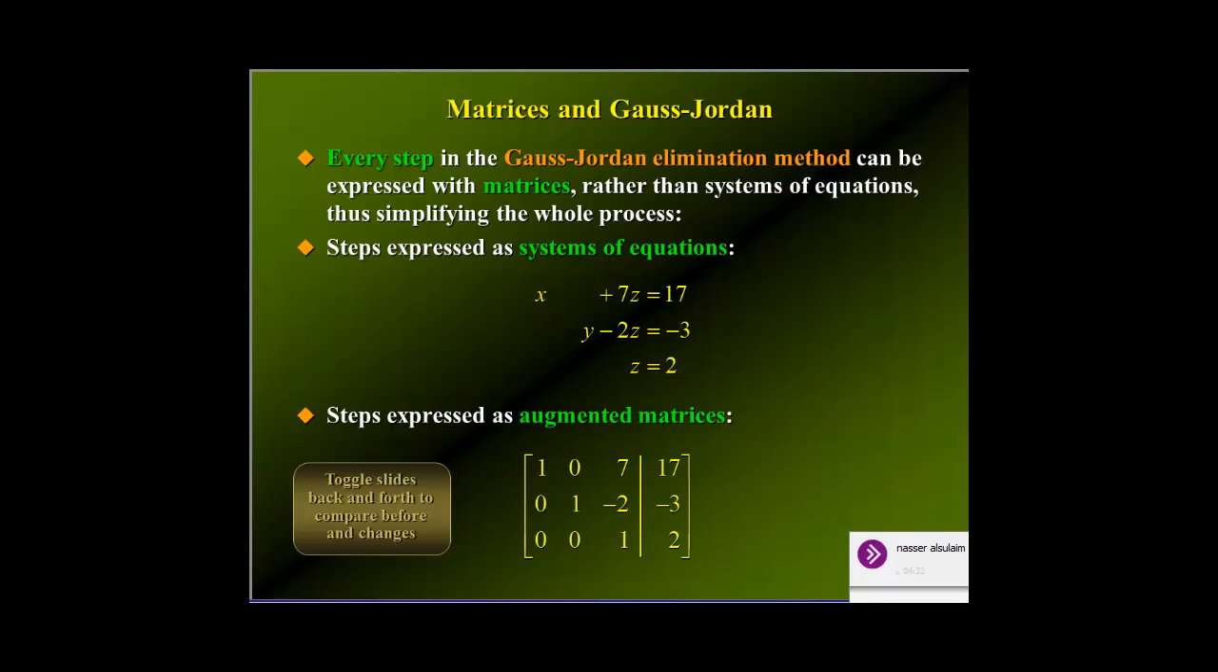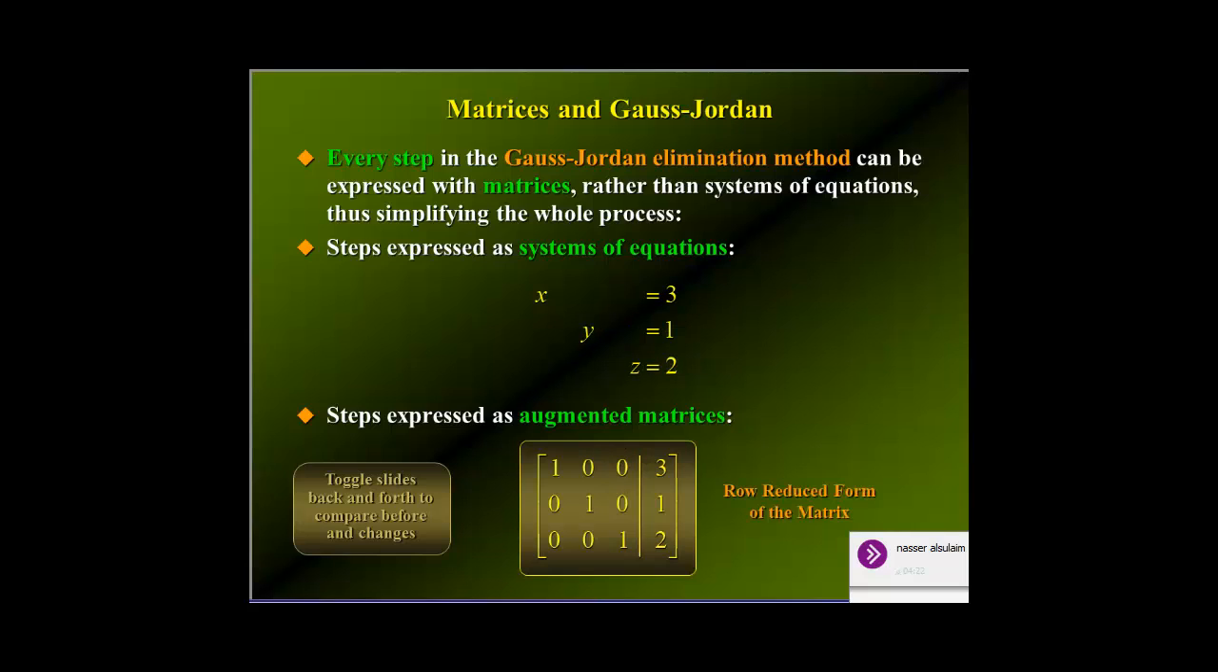Now again they apply the row operation, they get 1 on that side. Again they apply the row operation, they get the 0. Again they apply the row operation, they get this. So finally we get this matrix. So this is the main matrix that we require. So our solution is x is equal to 3, y is equal to 1, and z is equal to 2.